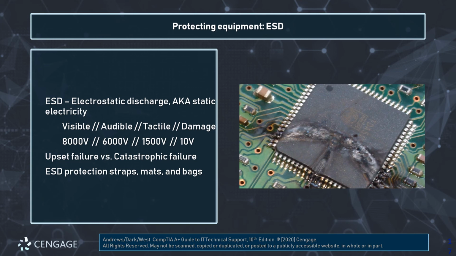Another thing I want to talk about here is the difference between an upset failure and a catastrophic failure. An upset failure is where we have something that's just a hiccup. Let's say that we have a power surge and the computer shuts down. Well, we boot it back up, everything's fine. That was a minor incident, an inconvenience more than anything.